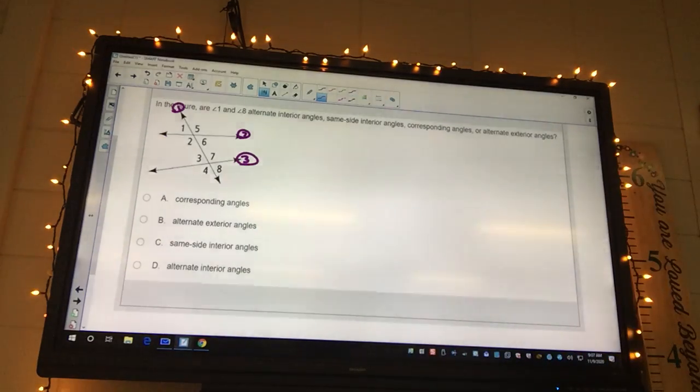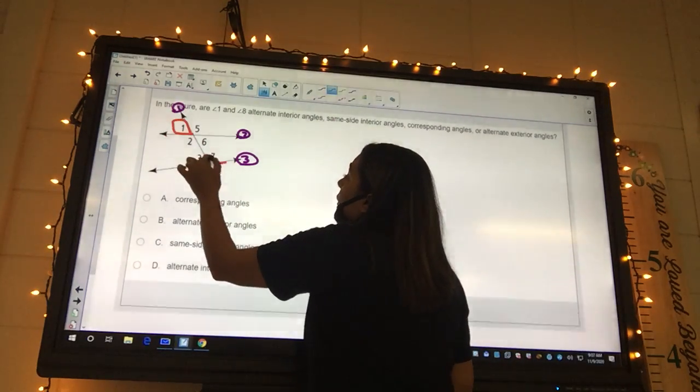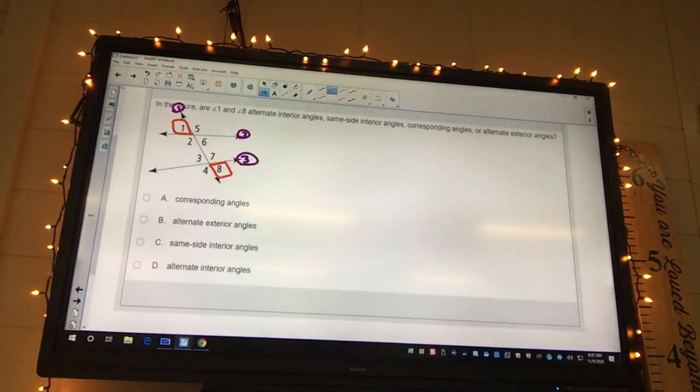Okay, so where's 1 and 8? So right here's 1 and right here's 8. Okay, so the first question I will always ask yourself, are they interior or exterior? Exterior. They're exterior. Are they on the same side, opposite sides? Opposite. Yeah, so they're gonna be alternate exterior angles.